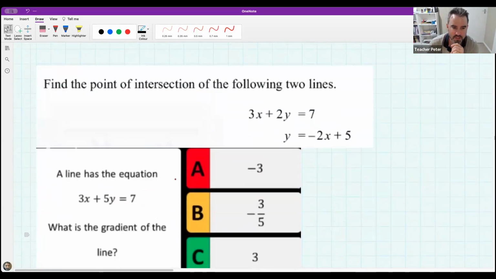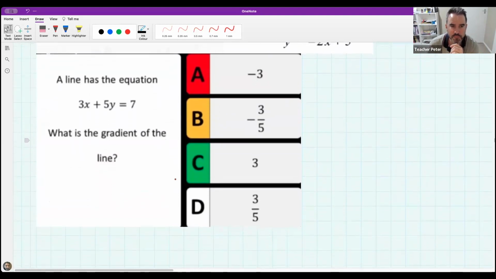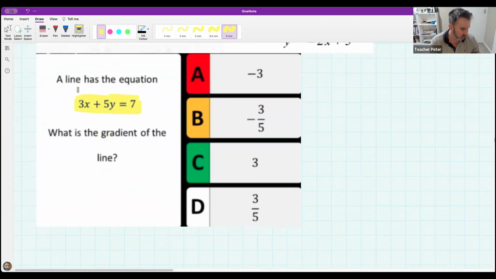Okay, I'm going to come back to that one. Okay, let's do this one. A line has the equation 3x plus 5y equals 7. What is the gradient of this line? Is it A, B, C, or D? Now I'm turning up the heat a little bit, so take some time, think through it. What is the gradient of this line?